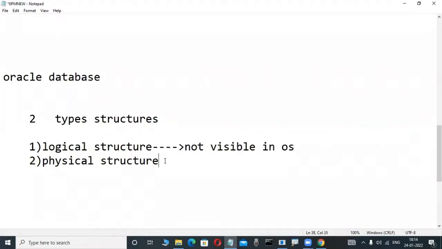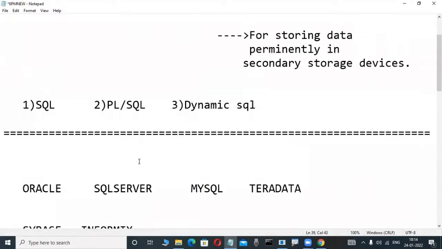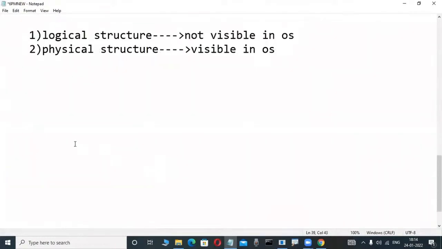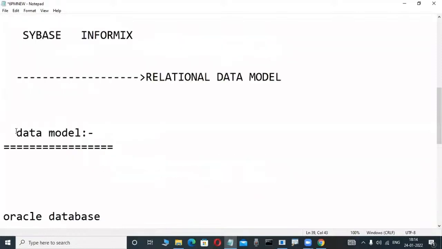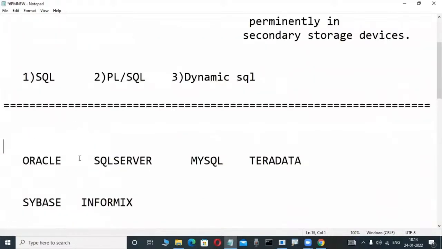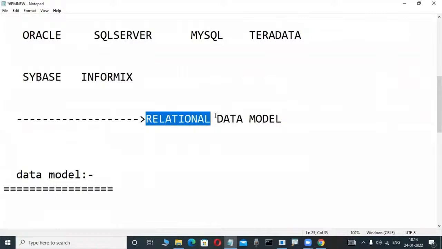A physical structure means that whenever we install Oracle, SQL Server, DB2, these softwares, three physical files are created automatically. I told you in the previous classes. That's why a structure which is visible in the operating system is also called a physical structure. These are all things from the previous class. Don't worry. Now observe it here. What is a data model? These products are all implemented based on which concept? The relational data model, from 1970 onwards.